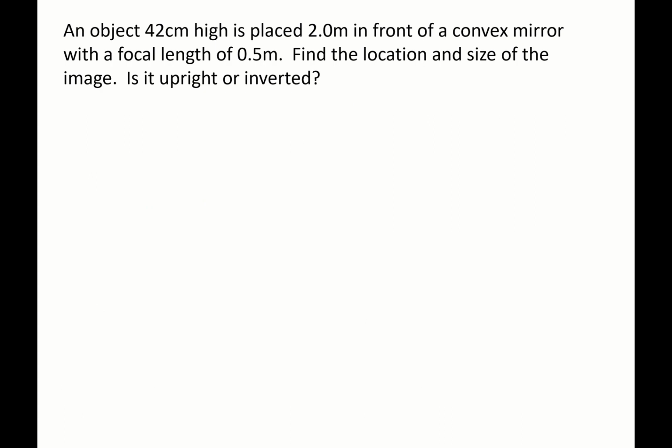So let's do a quick example calculation. I've got an object 42 centimeters high, placed 2 meters in front of a convex mirror with a focal length of 0.5 meters, and they want us to find the location and size of the image, and is it upright or inverted. So I've got the height of the object, I've got the distance the object is away from the mirror, so that's dO. I've got the focal length, I've got F, and they want me to find the location of the image, dI, and the size of the image, HI. And they want to know, is it upright or inverted?